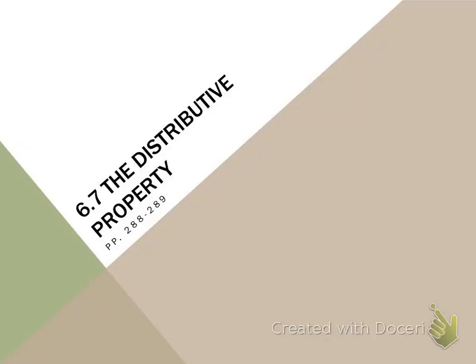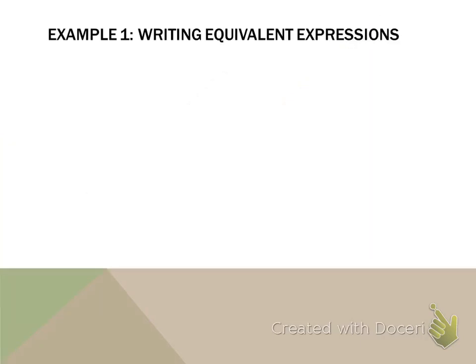It's working. All right, 6.7, the distributive property. We're on page 288. So the distributive property, like I was saying, we spend a whole section on it because it is probably the most important of the number properties. When we're writing an equivalent expression, it's one of the most important properties that we're going to learn, and that's why we spend a whole section on it.